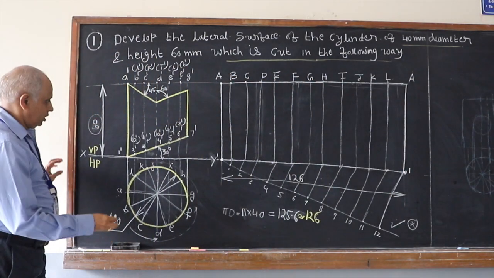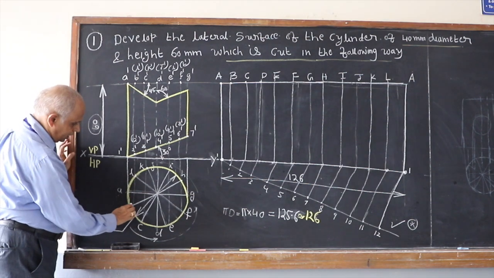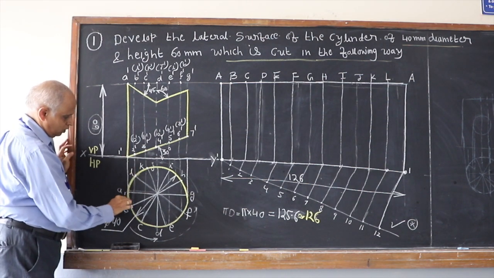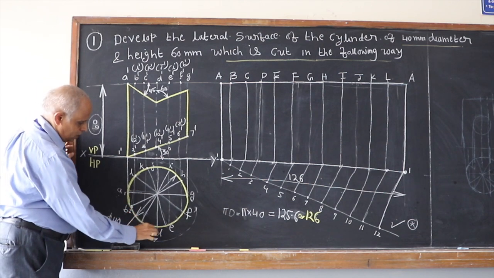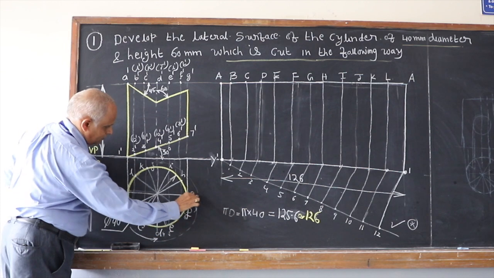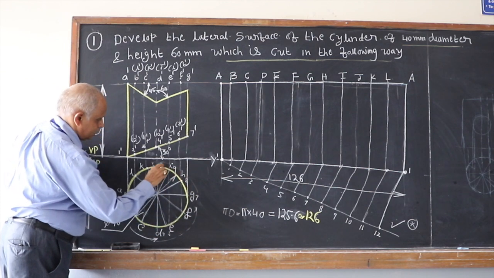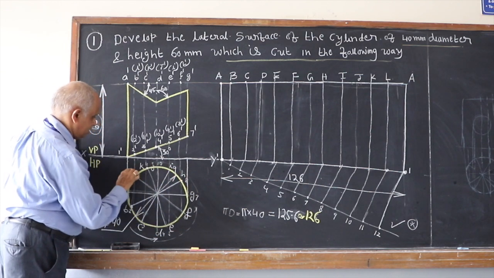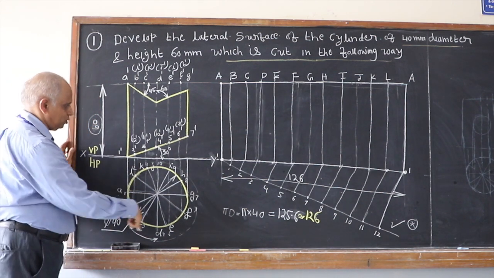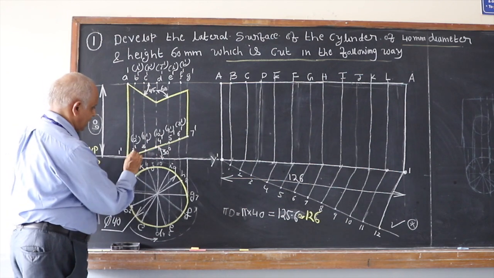Next, 2 is on generator BB1. Remember, this is 1, this is 2, this is 3, 4, 5, 6, 7, 8, 9, 10, 11, 12. They are all on those generators in top view. You need not name those points in the top view because directly you can transfer it.